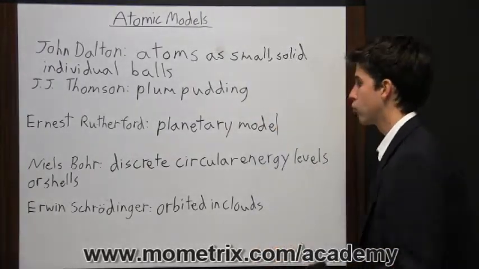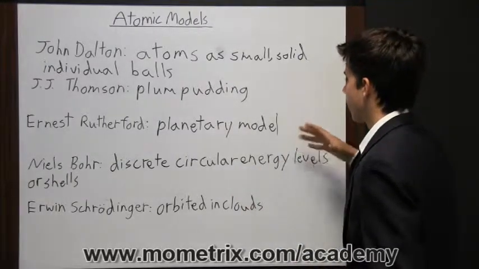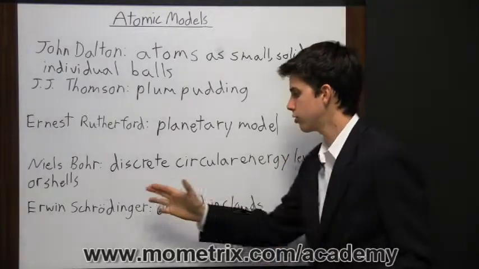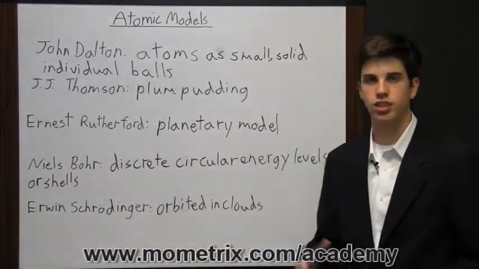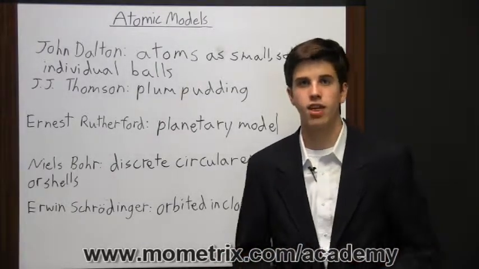So up here on the border, you can basically just see how atomic models evolved with the more discovery that scientists had to come to the model that Schrödinger came up with, which is the current quantum model of the atom. In other words, it's the most accurate model that we have.